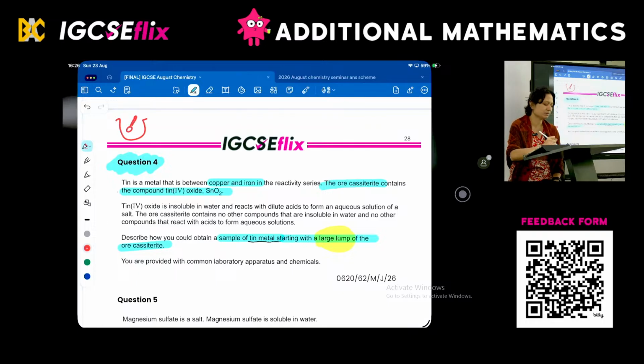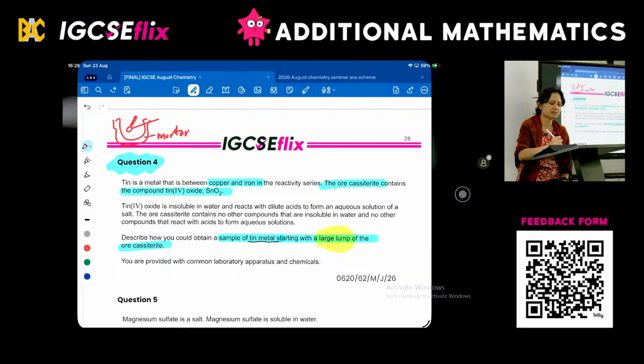You crush it with what and what? Pestle and mortar. This is a mortar. This is a pestle. So first you crush. You say the word crush with pestle and mortar, you get 2 marks already. So it's good to not forget to look at the words large lumps. You just say crush to smaller pieces or crush it with pestle and mortar, you get 2 marks already. Now you got tin oxide.